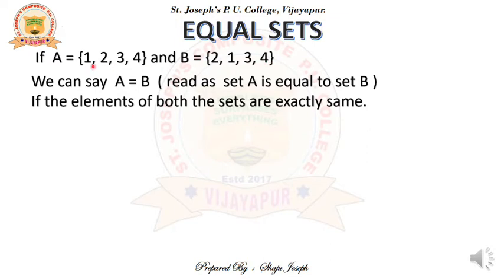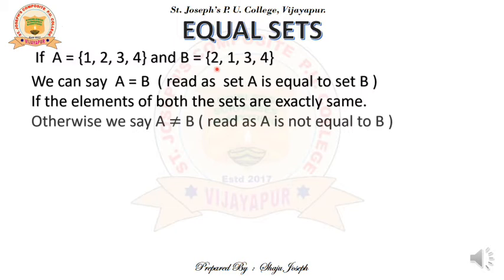But if you observe one by one, 1, yes it is present. 2, yes it is present. 3, yes it is present. 4, yes it is also present. Means all the 4 elements which are there in A are the same as in B. Otherwise, we write it as A is not equal to B. Equal to with a striked out symbol is called not equal.